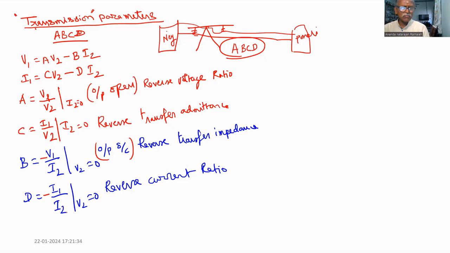D equal to minus I1 by I2, provided V2 equal to 0. This is called reverse current ratio. Why reverse? Input by output. That's why it is called reverse. All are reverse parameters because all are input by output. That's why it is called a reverse voltage ratio, reverse transfer admittance, reverse transfer impedance, and reverse current ratio.